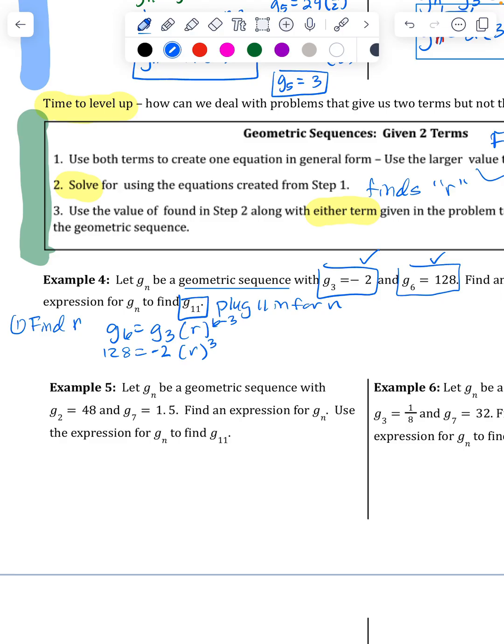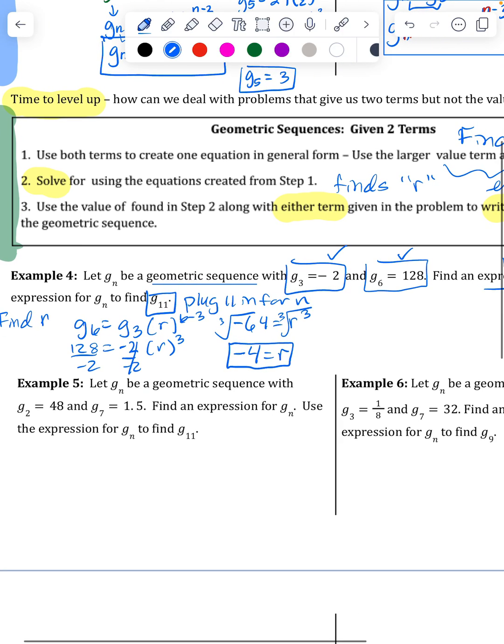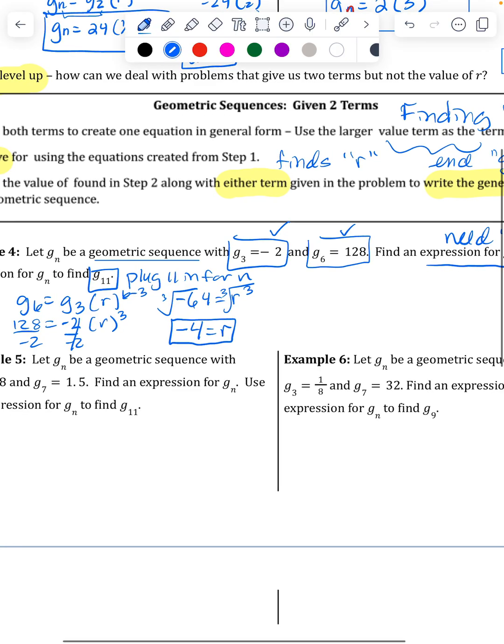So now I'm just going to solve like you would have back in algebra. So there's my first step. That's going to get me to -64 equals R cubed. And we are not going to panic, because the cube root of a negative is just a negative. You can go ahead and take an odd root of a negative. So if I do that, I get -4 as my R value, because -4 times itself a third time would land you at that -64.